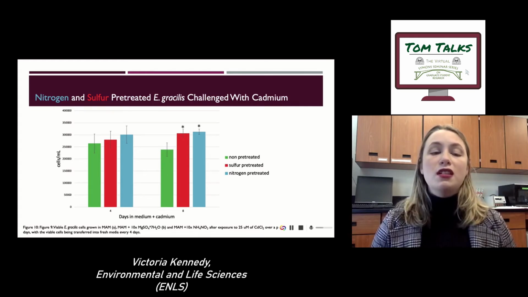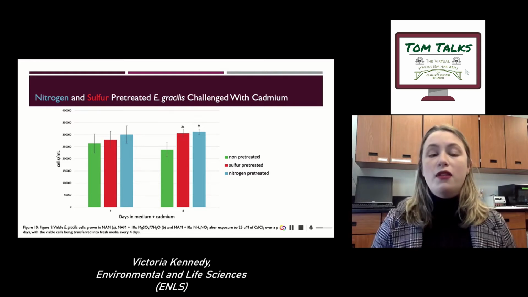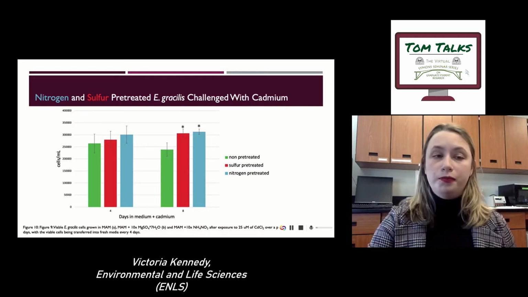And what I found is that initially there was no real difference in the overall amount of viable cells in the culture between all of my pretreatments as a result of exposure to cadmium. However, by the time you got to 8 days in cadmium, there was a statistically significant increase in the number of viable cells for my cultures that were pretreated when compared back to non-pretreated cultures. What this shows is that the pretreatment actually did have a positive effect on tolerance and did increase Euglena gracilis cells' tolerance to cadmium when compared back to its non-pretreated counterpart.